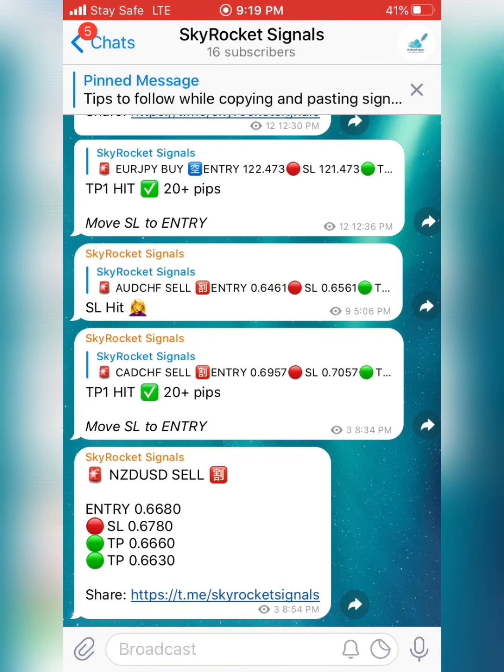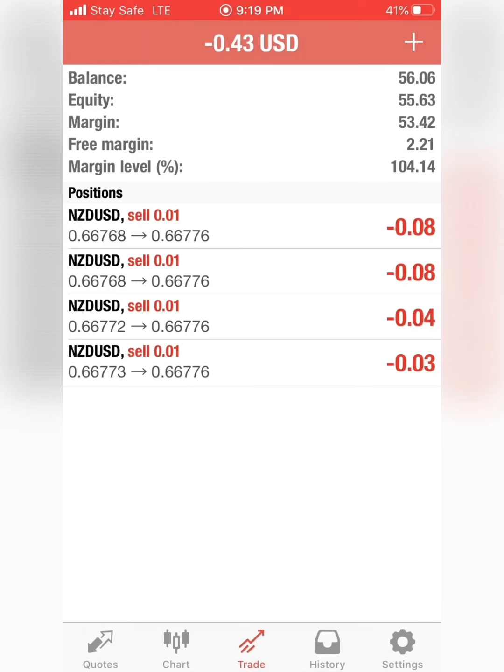I guess that is that for that. Let's check our trades. Okay, they should be entering profits now. As you can see, it is reducing. So that is that for that, guys.